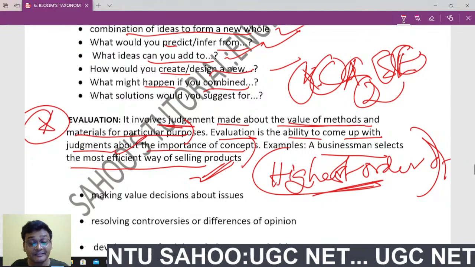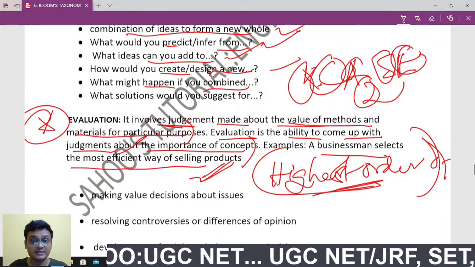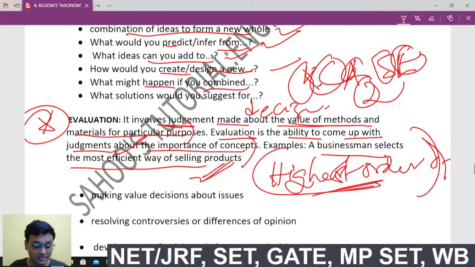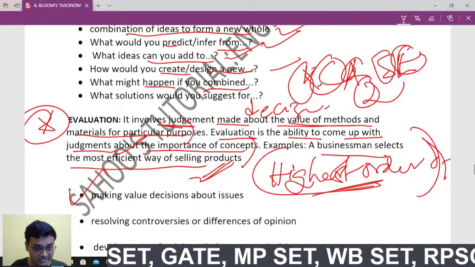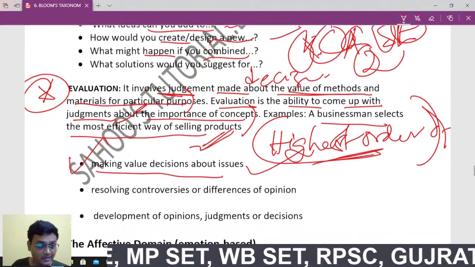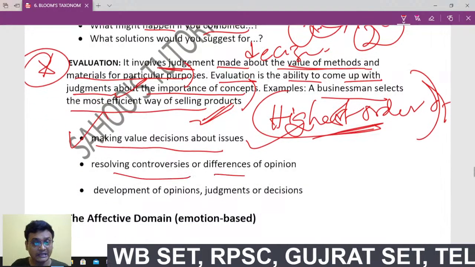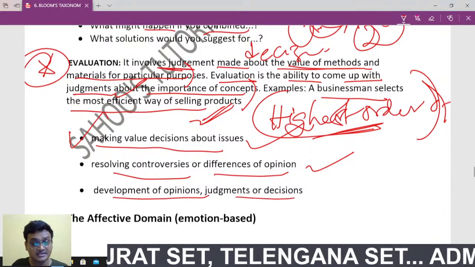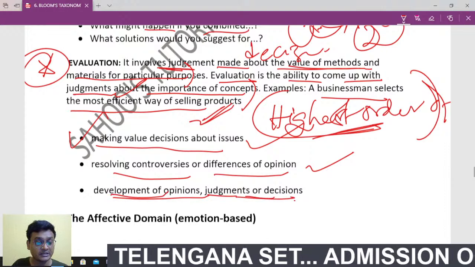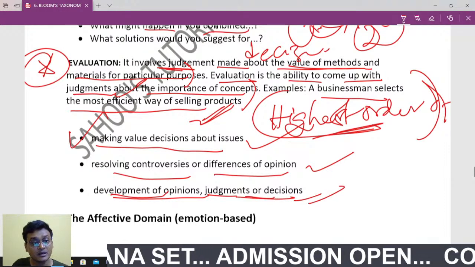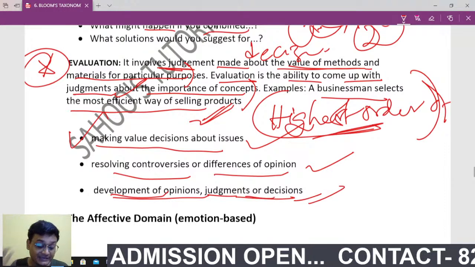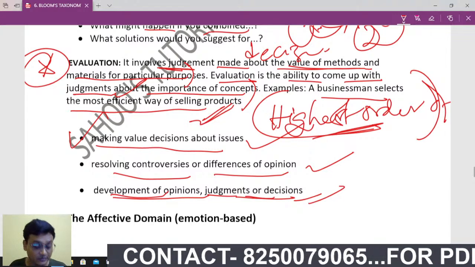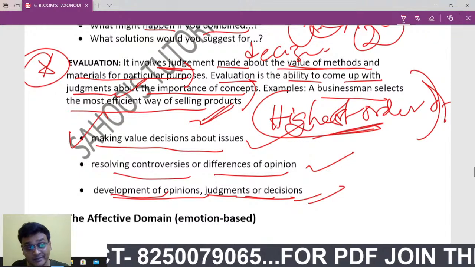Judgment means here the ability to make decisions. So here you see subparts: making value decisions about issues, resolving controversies and differences of opinion, or development of opinions, judgment and decision. Development of opinion, judgment and decision, that is, creating opinions. That is evaluation. So we have discussed the cognitive domain.